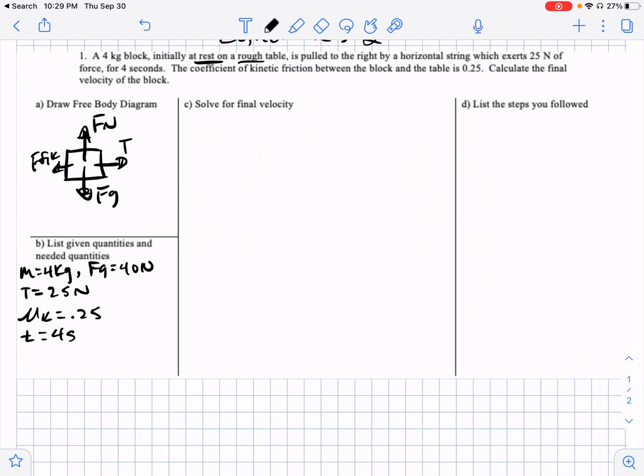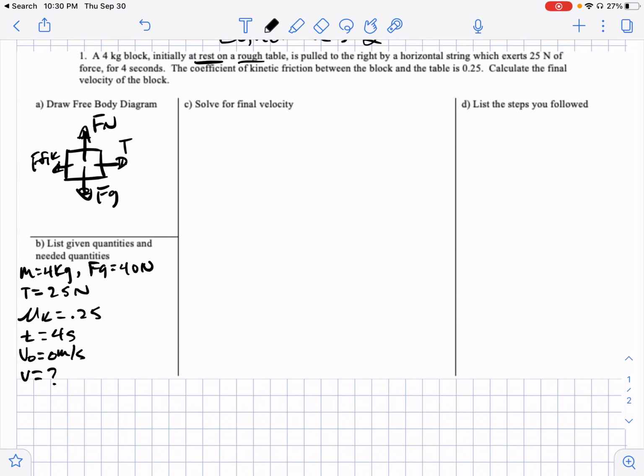And then we underlined it started at rest. So that means that your initial velocity, this v naught, is equal to 0 meters per second. And then we're asked to solve for the final velocity v.